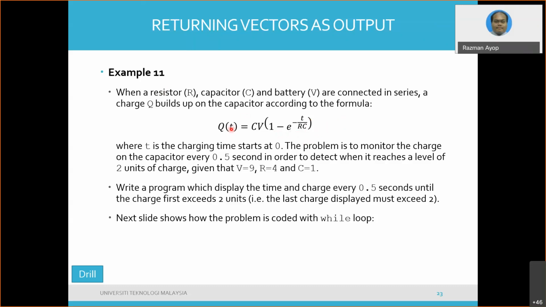Yes. Okay, so you know what this formula is, right? This is basically how to calculate the charge when you have an RC circuit. So you try to understand the formula and you have to code the change of charge from 0 to 0.5 second. This is the problem, and the algorithm will stop when the charge is 2 units. You have to do a coding using a while loop.